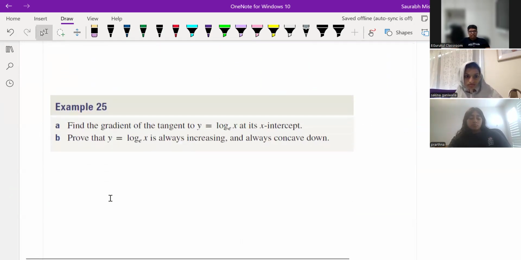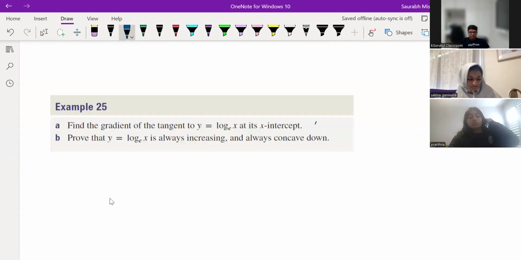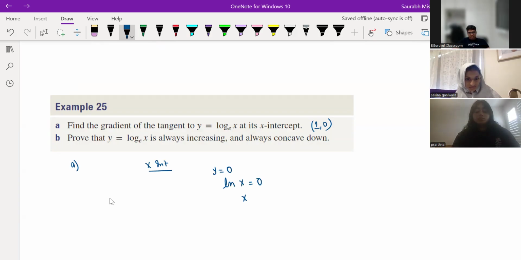So find the gradient of the tangent. Any log x graph, x-intercept is always (1, 0). But what they want is they want you to find by putting, you will say that, okay, x-intercept where y is 0 means ln x is equal to 0 means x is equal to 1. Right? So (1, 0) is the x-intercept. Clear, Pradhan? And then prove that it is always increasing.